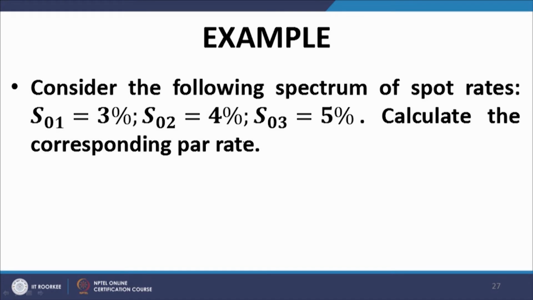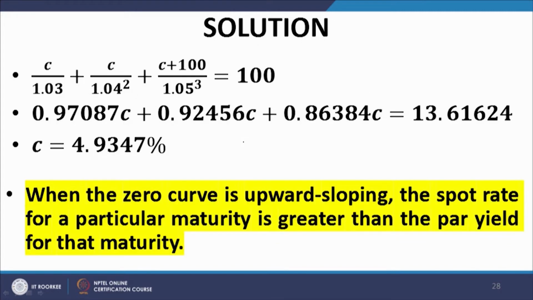Consider the following spectrum of spot rates: S01 is equal to 3%, S02 is equal to 4%, S03 is equal to 5%. Calculate the 3-year par rate. So, we assume that the par rate is C, then the value of the bond is found by discounting the future cash flows. What are those cash flows? C for the first year, C for the second year, and, assuming the face value of 100, C plus 100 for the third year redemption at face value.